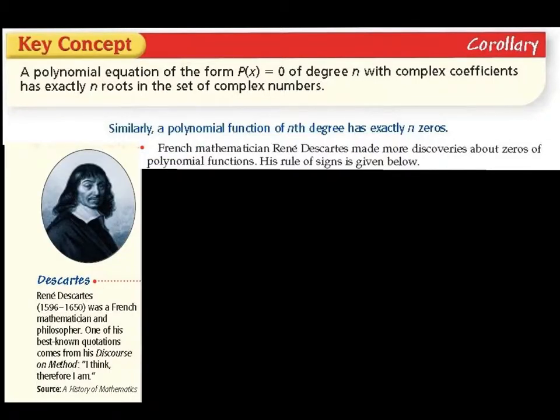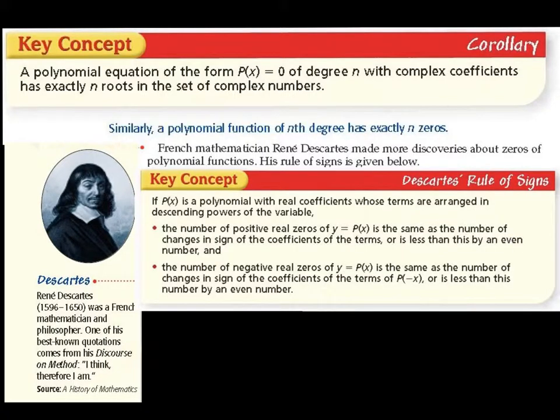René Descartes was a French mathematician and philosopher. One of his best-known quotations comes from his Discourse on Method, "I think, therefore I am." French mathematician René Descartes made more discoveries about zeros of polynomial functions. His rule of signs is given below.